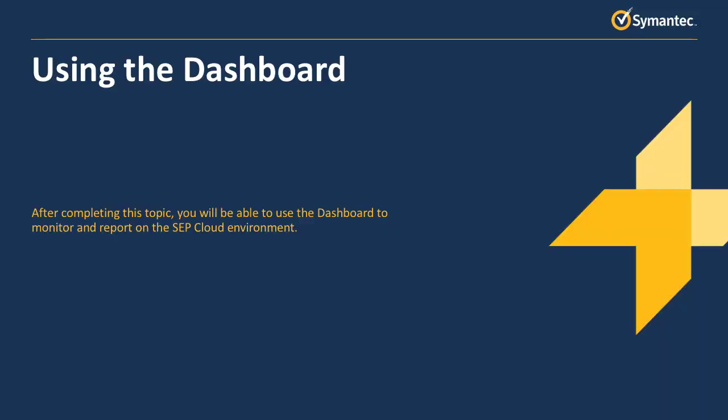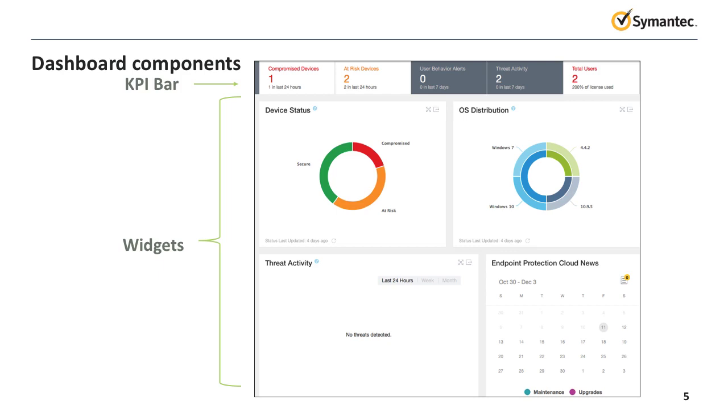This is the Using the Dashboard topic. After completing this topic, you will be able to use the dashboard to monitor and report on the SEP Cloud environment. The following are the main components of the dashboard. The KPI bar. The KPI, or Key Performance Indicator bar, is the top horizontal bar on the dashboard. It provides an at-a-glance view of the important numerical data. Each block has a name, a numerical value, and trend data. And widgets, including device status, OS distribution, threat activity, and Endpoint Protection Cloud news.